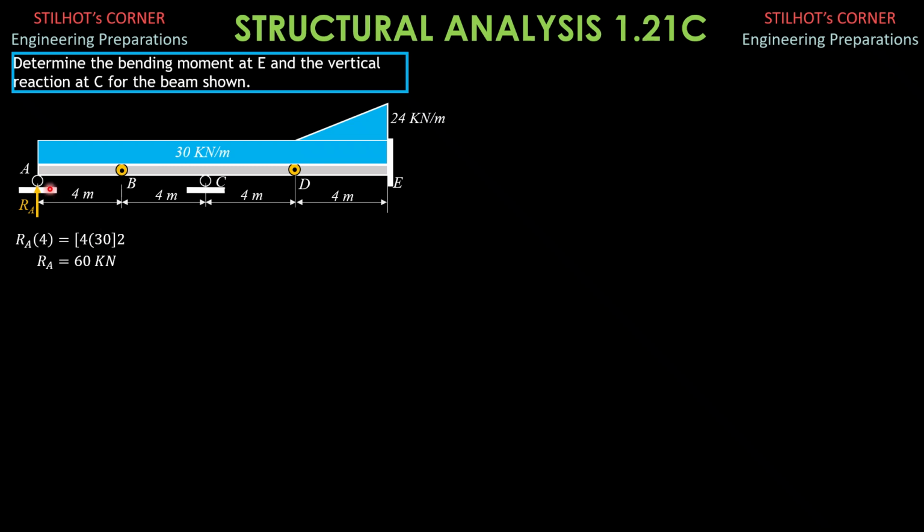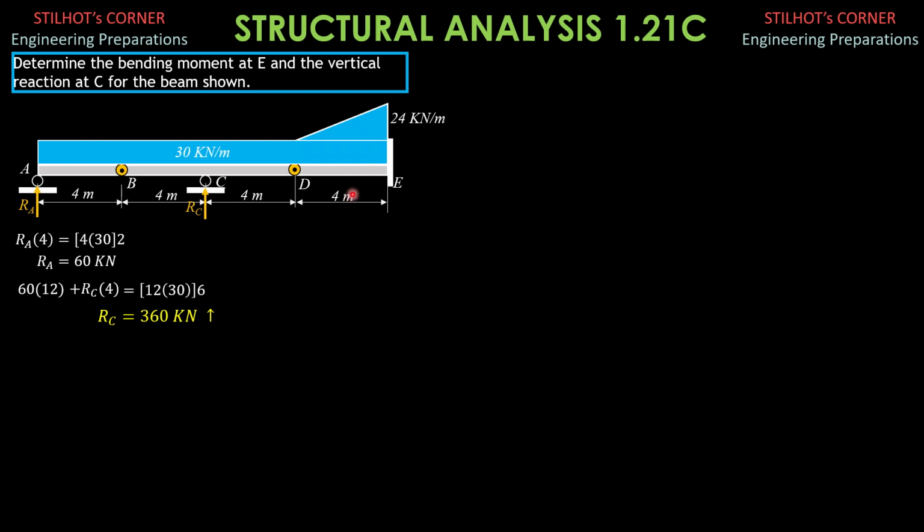Then we consider A, B, C, D, so up to D. Call the reaction at C as R sub C. Summation moments about D equals 0, clockwise positive. So 60 times 12 plus R sub C times 4 equals the moment of this 30 kilonewton load, 12 meters long. So 12 meters by 30, moment arm half of 12, 6. So equals 12 times 30 times 6. Then we can now solve R sub C, and R sub C is equal to 360 kilonewtons upward.